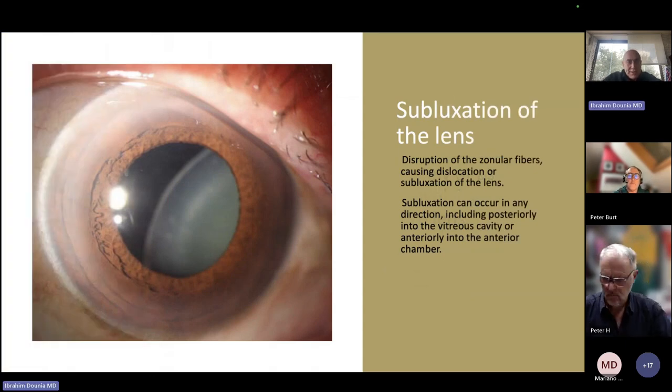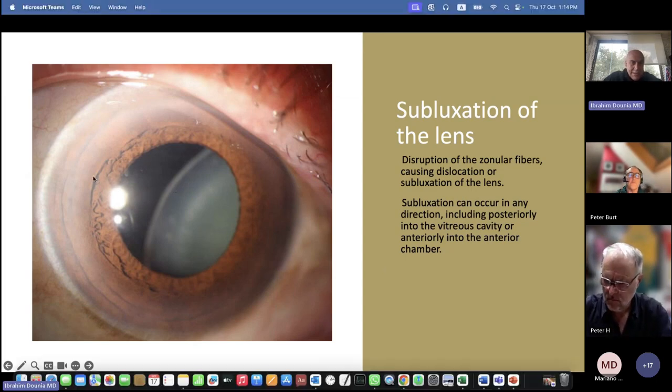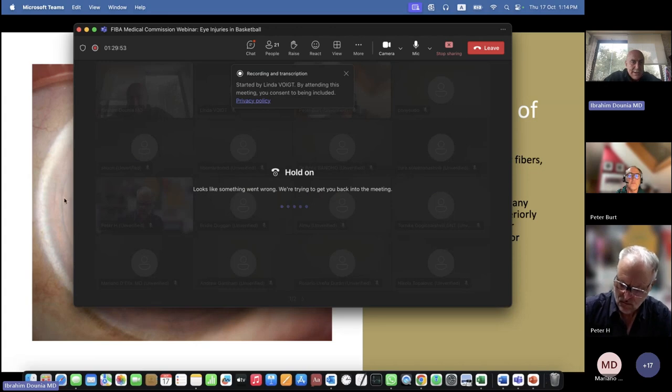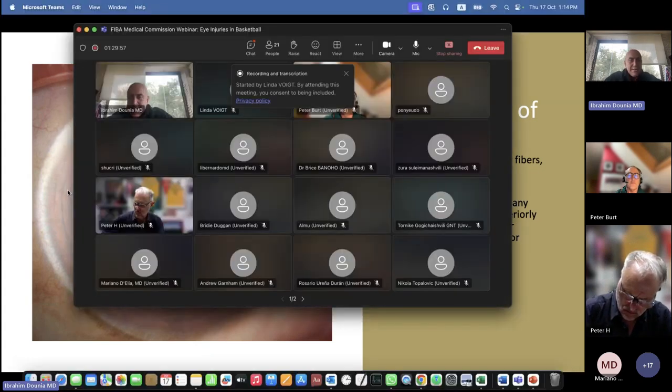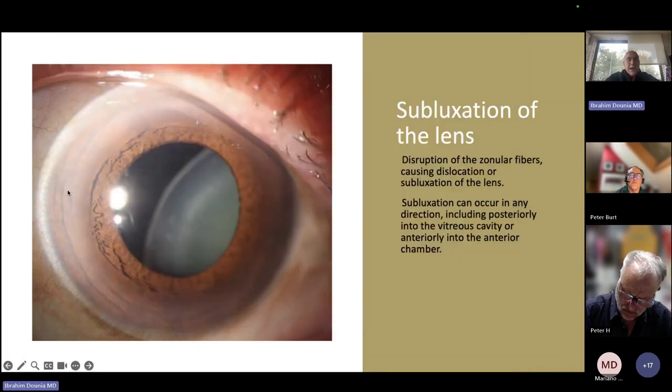This is a patient who got trauma, and the lens of the eye, instead of being in the center, I told you in the anatomy they have like ropes covering. Instead of having these ropes covering, they are disrupted. So you have subluxation of the lens, and the lens goes posteriorly and not anteriorly.